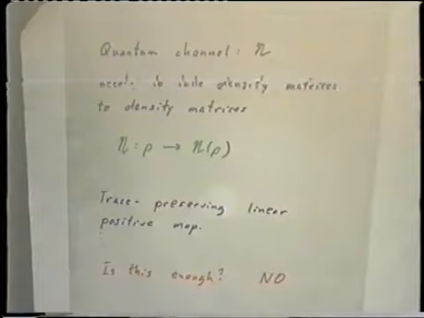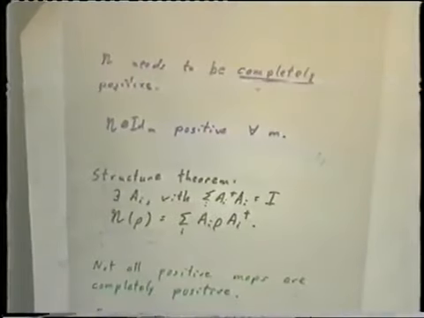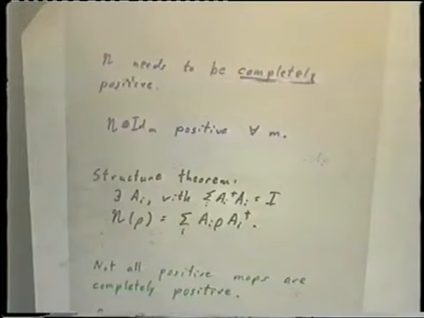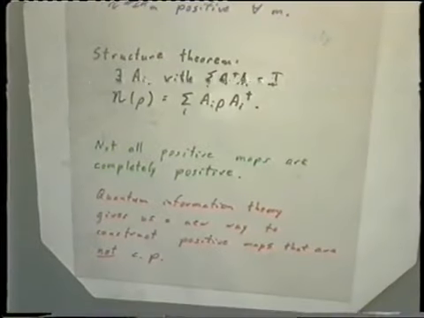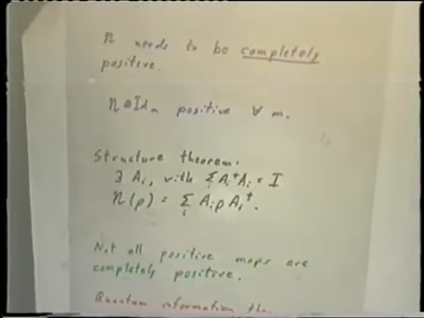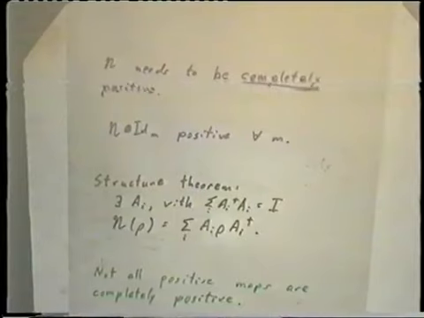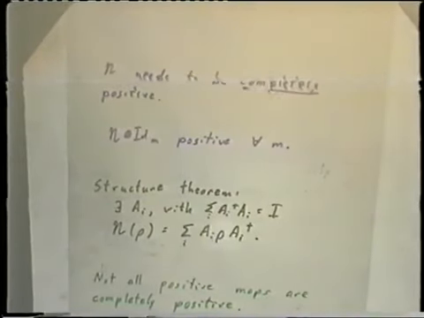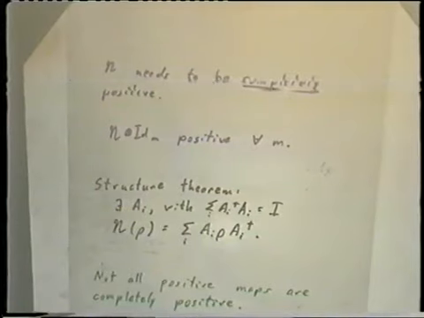The answer is no. You need to have completely positive maps, which means even if you take this map and tensor product it with an identity map on another system, it's still positive. And there's a beautiful structure theorem that I believe is a corollary of Choi's theorem for completely positive maps, which says that a completely positive map is the summation over i of A sub i rho A sub i Hermitian transpose, for some set of matrices A sub i with the summation over i of A sub i dagger A sub i equal to I.